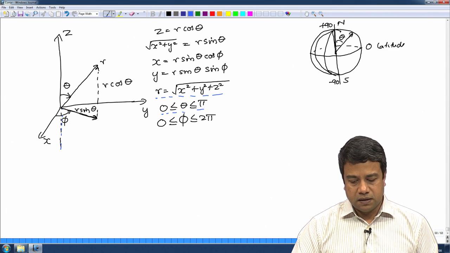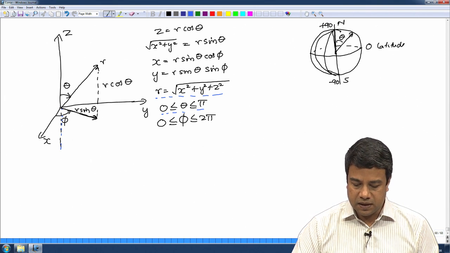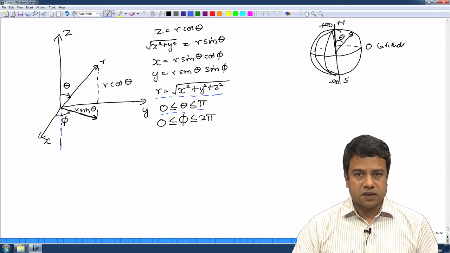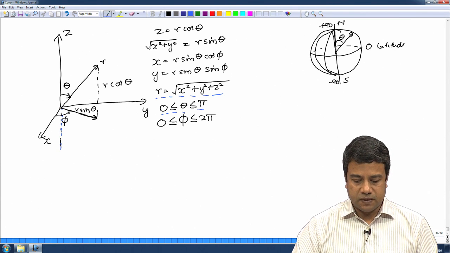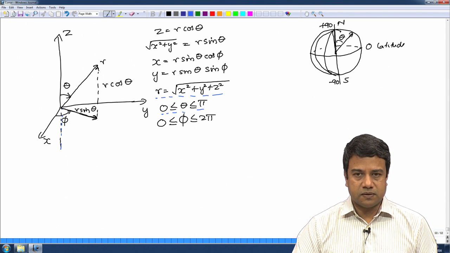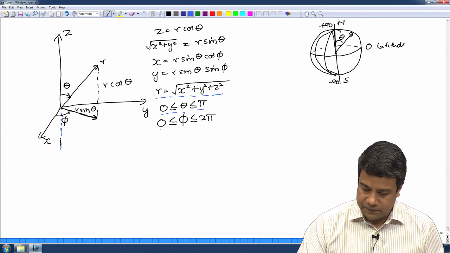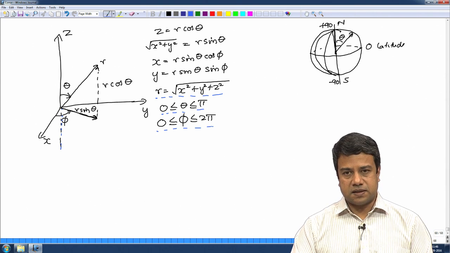The projection of the radius vector onto the xy plane, the angle that makes with the x axis, is phi. It is called the meridional angle. This goes around the z axis. Therefore, when you start along the x axis, phi is equal to 0. You go all the way around the z axis and come back, and you will find that phi is equal to 2 pi. So, those are the axes.